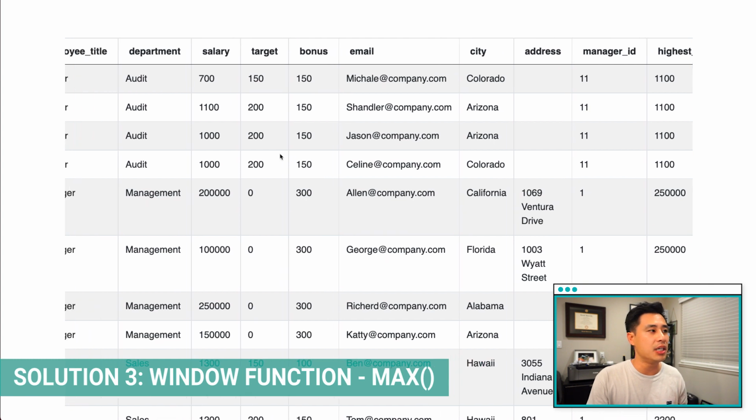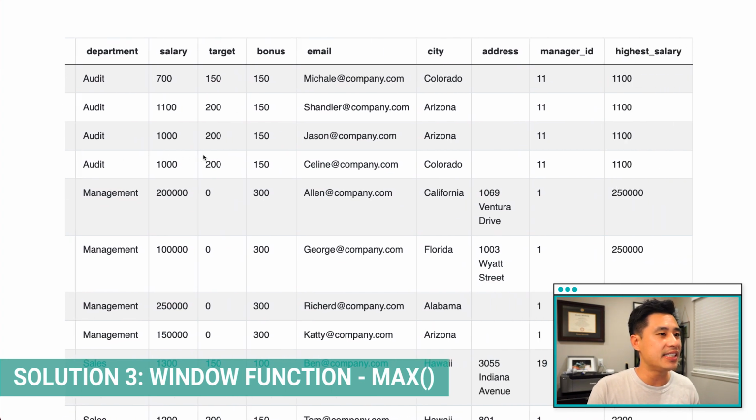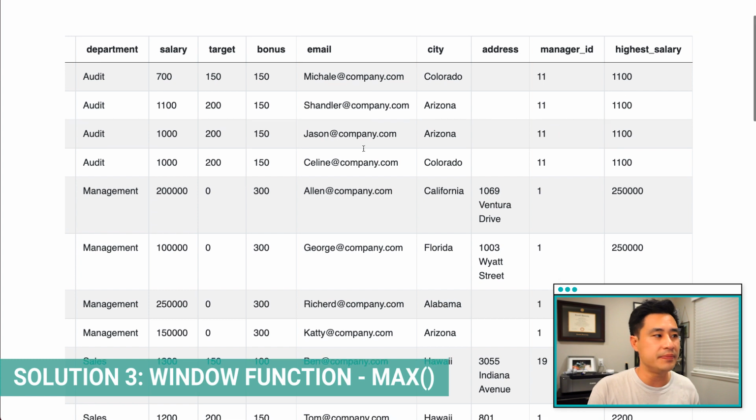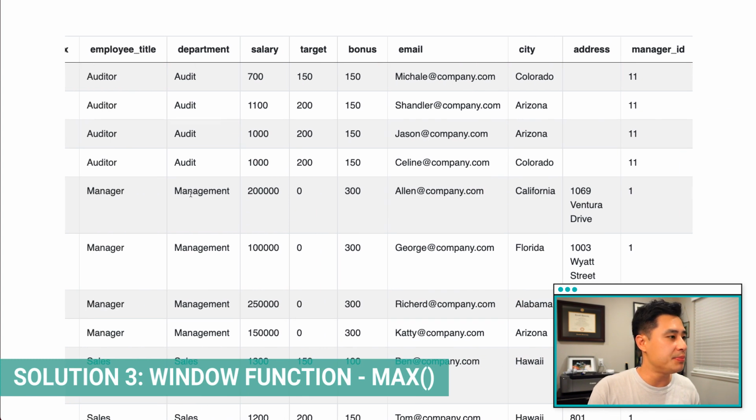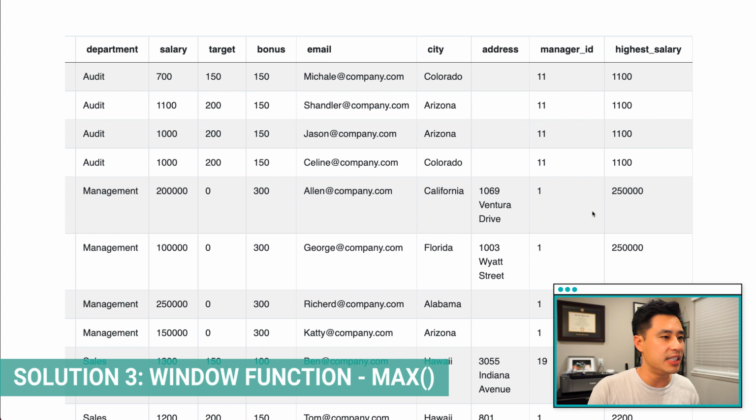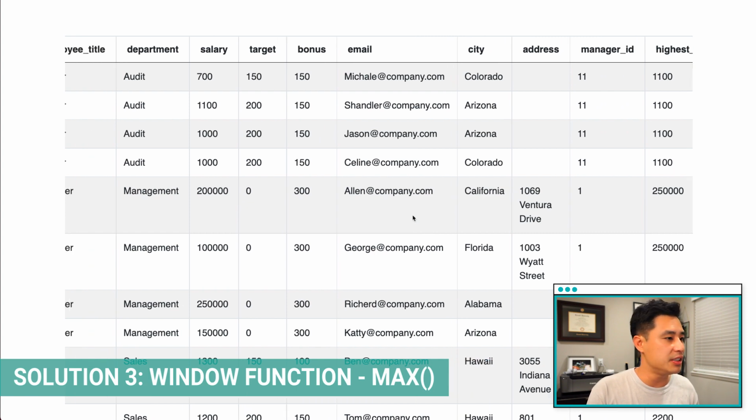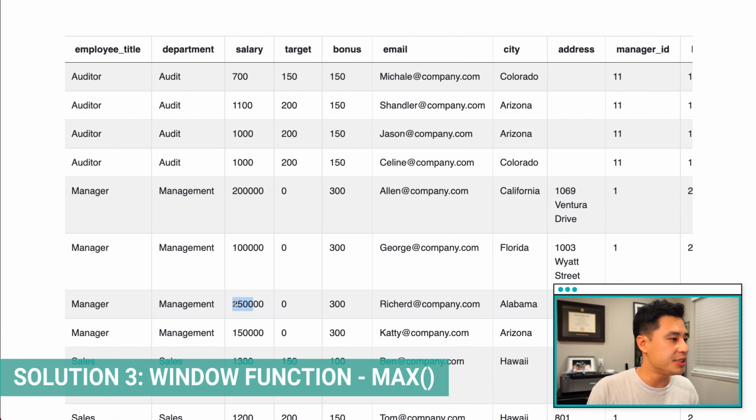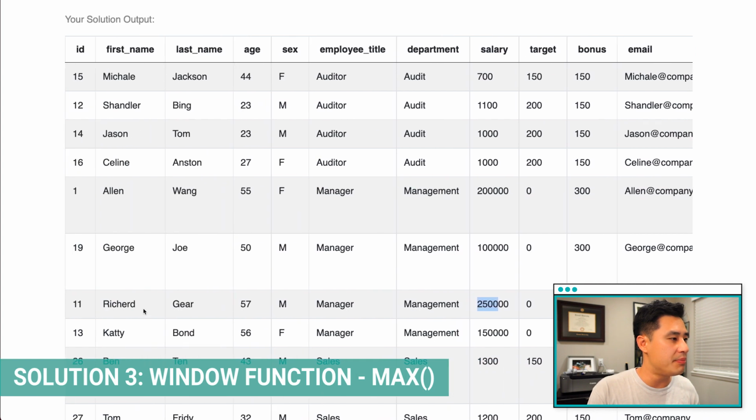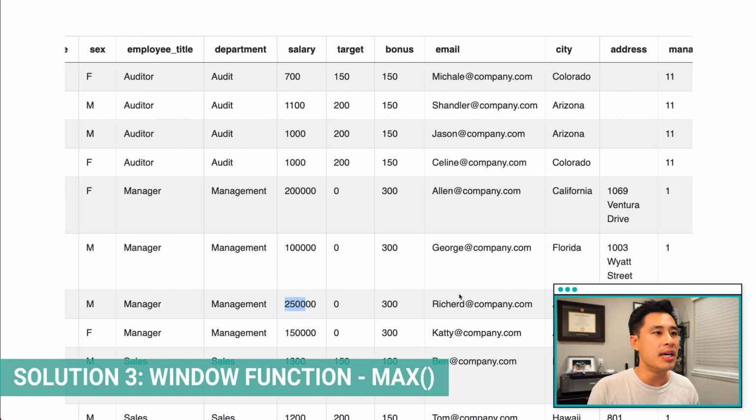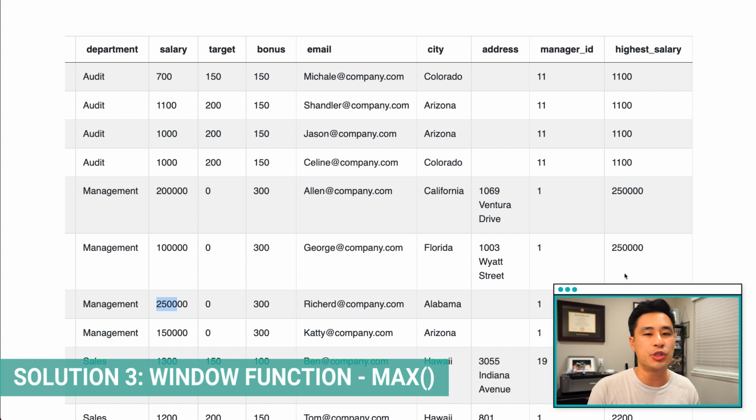And it's the highest salary for each department. So in the audit department, the highest salary is $1,100. In department management, the highest salary is $250,000, and you can see that Richard here makes that. And if you remember solution 1 and solution 2, Richard makes the most in the management department here. So this is what the highest salary column is trying to do. We're applying a window function to get the max salary, the highest salary, for every department.